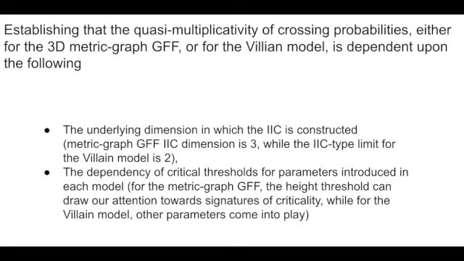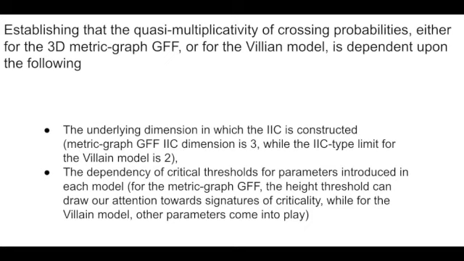in which, from the two models that we have been describing besides Bernoulli percolation, in which the IIC was first constructed in 1986, the metric graph GFF IIC dimension is 3, because we've been mentioning properties about three-dimensional level set percolation at criticality for the GFF, as well as, on the other hand, the IIC type limit for the Villain models too.